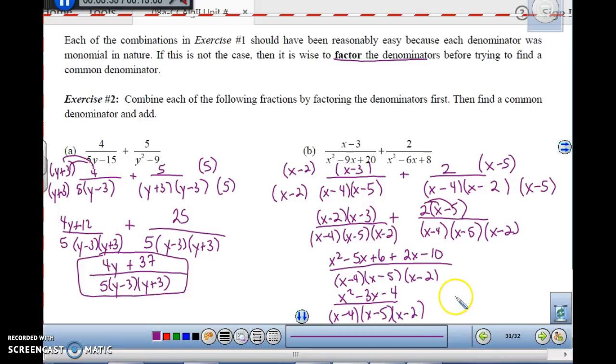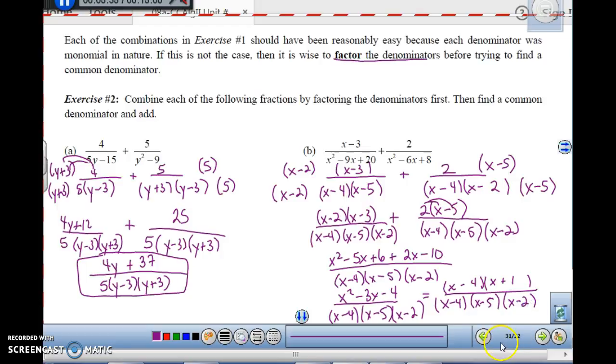Okay, now just for argument's sake, does this factor on the top? It probably does because of the x squared. It might work. Let's see. Yeah, that'll factor. So x and x. How about minus 4 and plus 1? Over x minus 4, x minus 5, x minus 2.